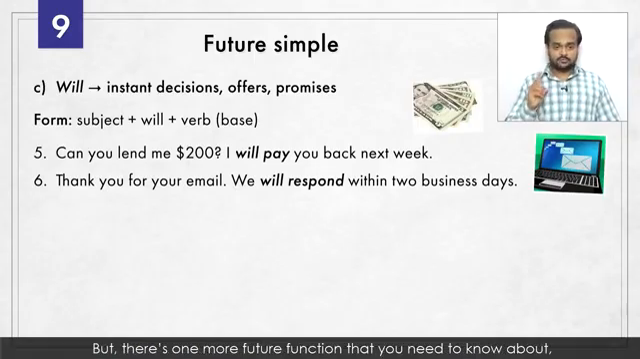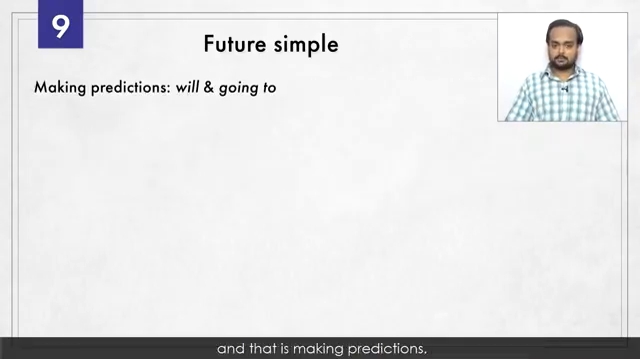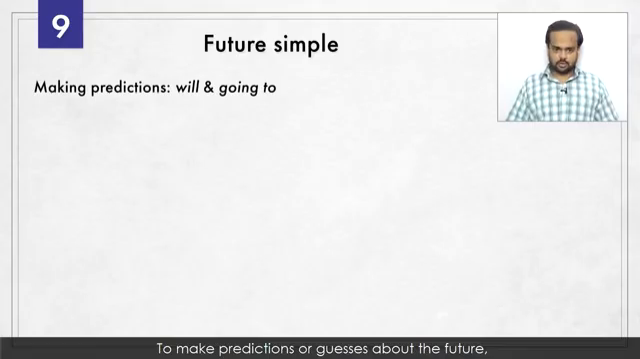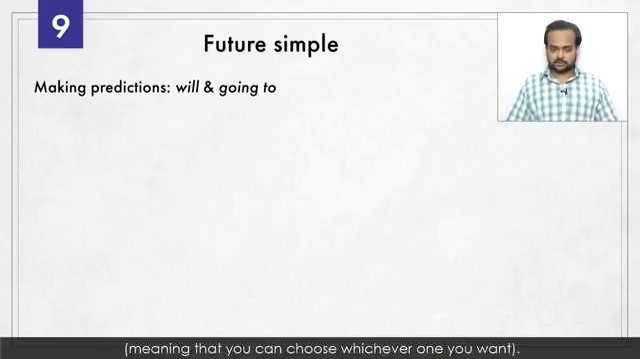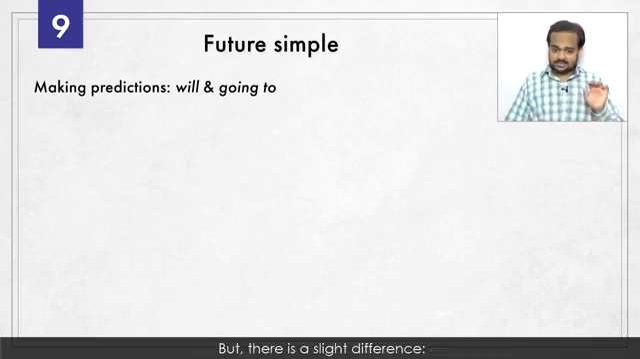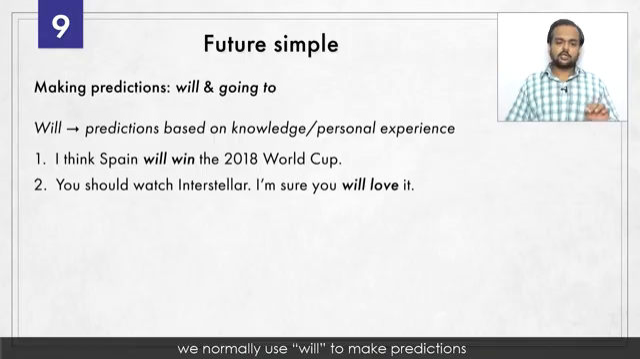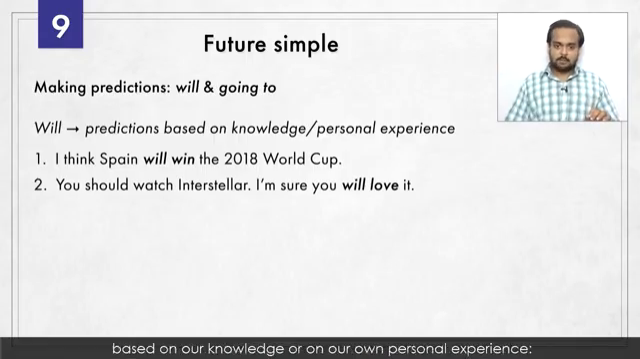But there's one more future function that you need to know about, and that is making predictions. To make predictions or guesses about the future, we can use both will and going to. These two forms are interchangeable for making predictions in many situations, meaning that you can choose whichever one you want. But there is a slight difference. We normally use will to make predictions based on our knowledge or on our own personal experience.